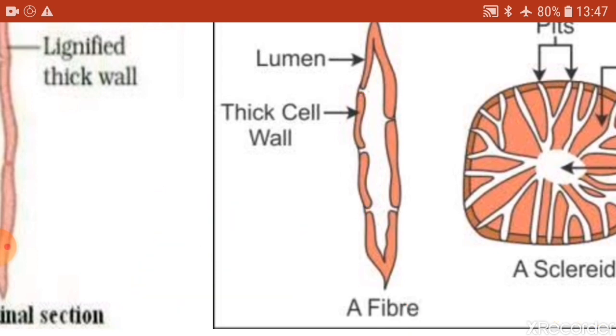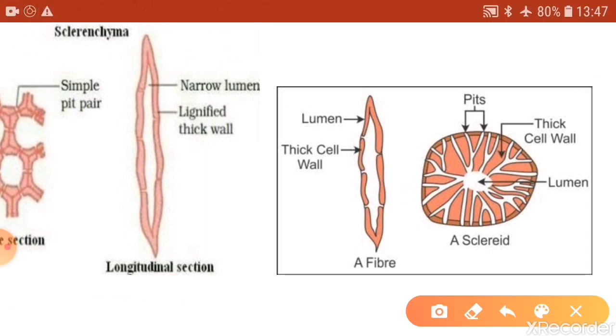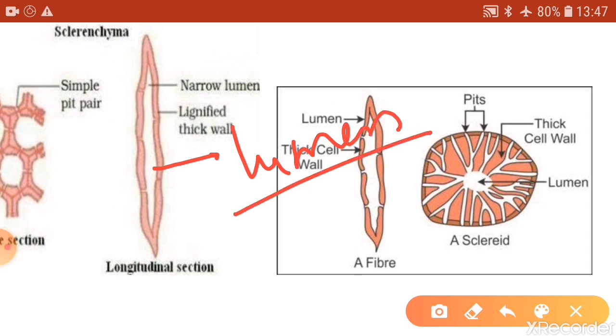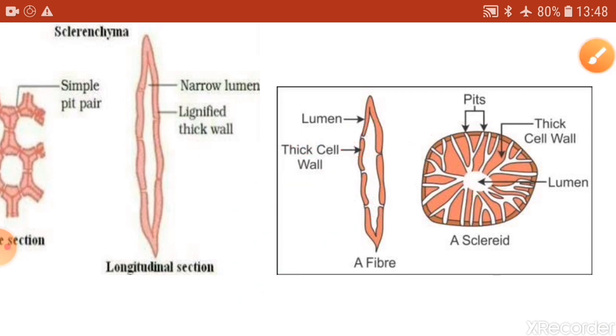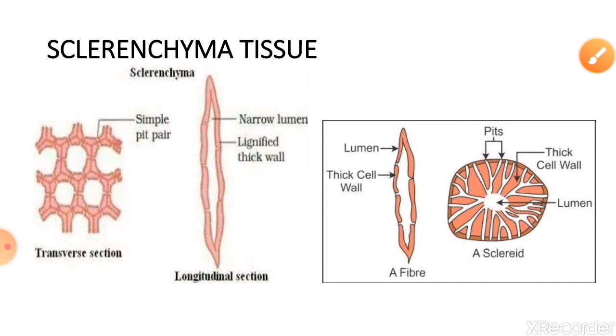Now the cell wall is so thick that the central cavity, or lumen, is very small. The central cavity is that part of the cell where the cytoplasm and nucleus are located, and these are dead cells, so you don't find cytoplasm, nucleus or protoplasm. Due to the wall thickening, the lumen is very narrow. In fact, in case of sclereids, the wall is very thick and the central lumen is very narrow, almost absent. So that's another important feature of sclerenchyma.